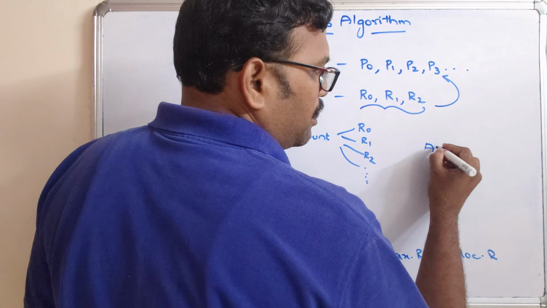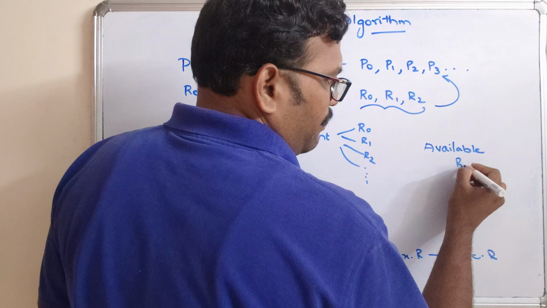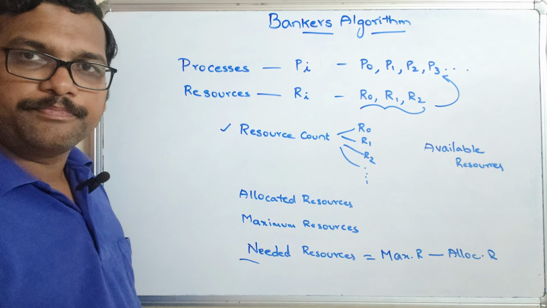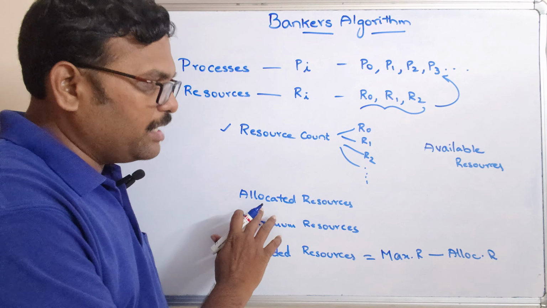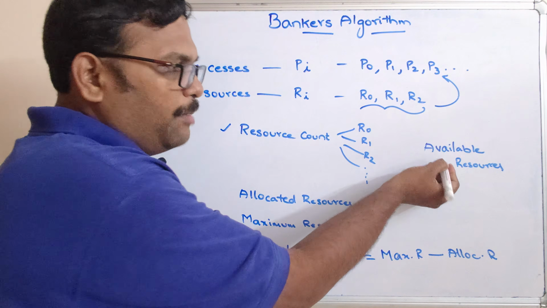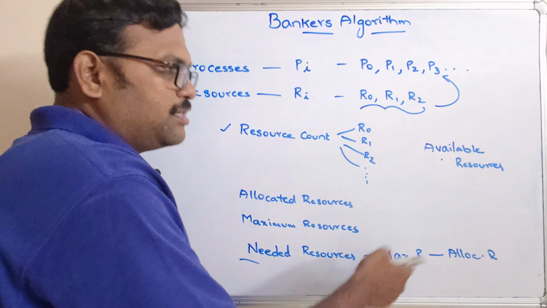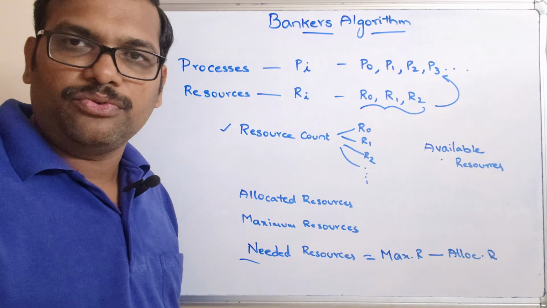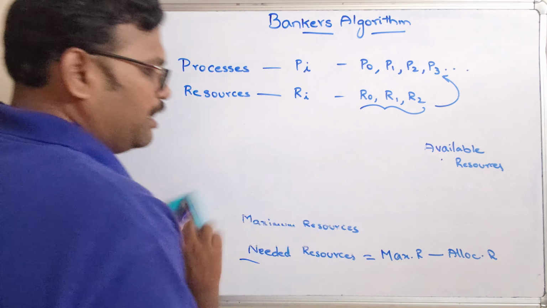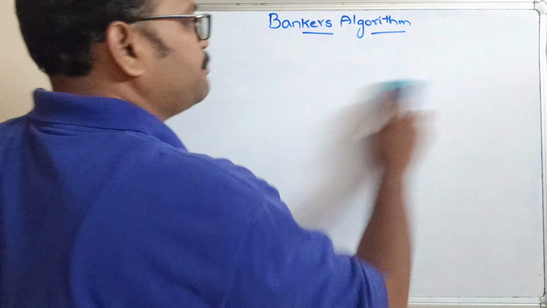And among this resource count, some of the resources are already allocated. So there will be one more term called available resources. After allocating the resources, how many available resources are there? From these available resources, we need to allocate the needed resources, so that the process will complete its execution. So a small thing I'll write here so that we'll see an example of how we can proceed with this banker's algorithm.